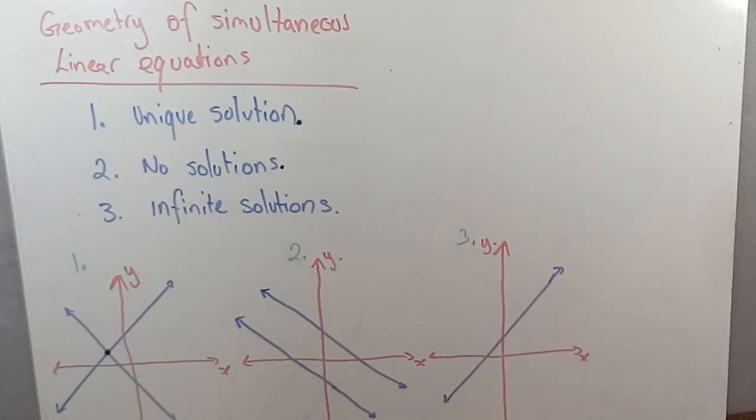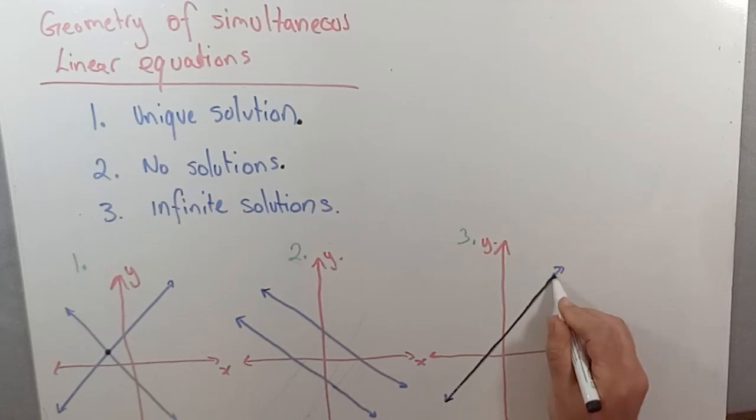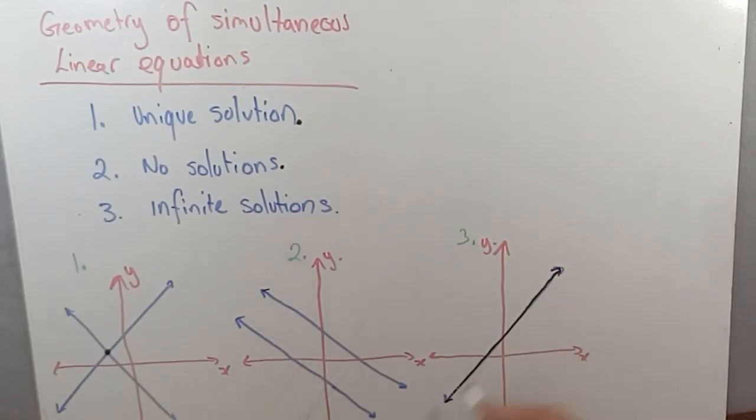Here, we've got one with infinitely many solutions. Now you might be thinking, why would that be? There's only one line. That's because both of the lines lie right on top of each other. I'll just put another line on top of that one. So 2 lines there. They're effectively the same line.